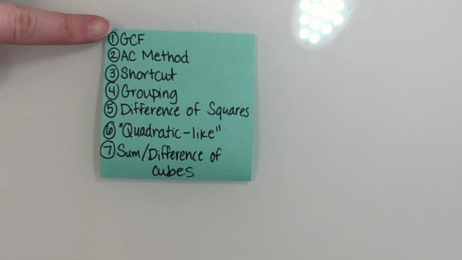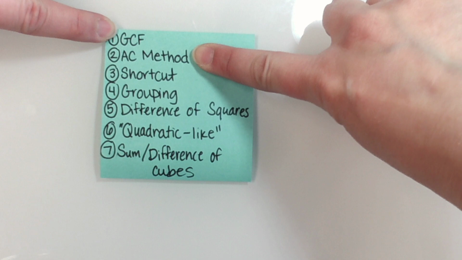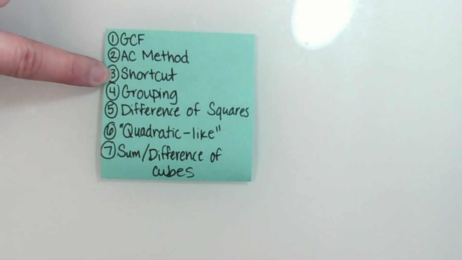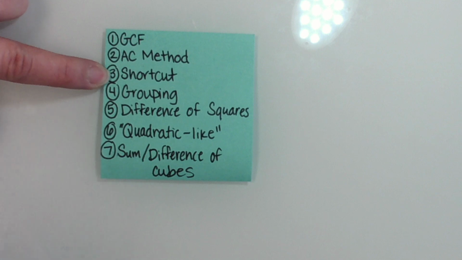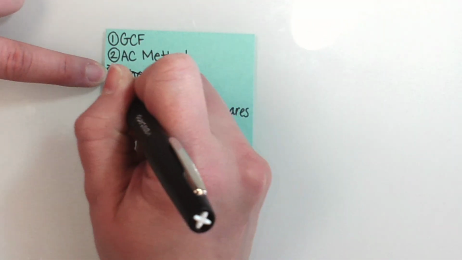Okay, GCF and AC, those are ones that we should have talked about quite a bit. Shortcut. It's the shortcut to what? To the AC method, which means can't we just do regular AC method on it? So if you want fewer methods, you can ignore that one.